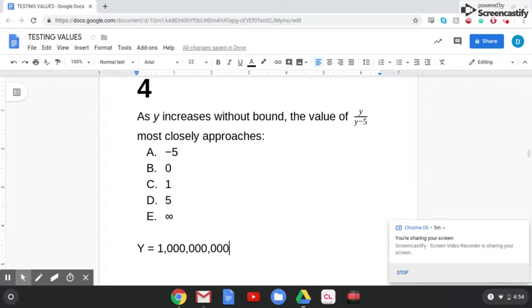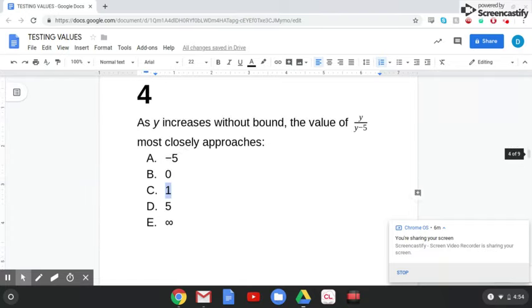So that's going to be 1, 0, 0, 0, 0, 0, 0, 0, 0, 0, divided by... and now we've got to make sure you put in your calculator the parentheses around the denominator, because otherwise it gets screwed up in your calculator. So then it'll be y minus 5. So in this case, 1, 0, 0, 0, 0, 0, 0, 0, 0, 0, minus 5, end parentheses, equal sign. That's going to be 1 point, whole bunch of zeros, and then a 5. So now you could, if you wanted to, plug in a different number, but it sure looks like we are most closely approaching 1, which is C.